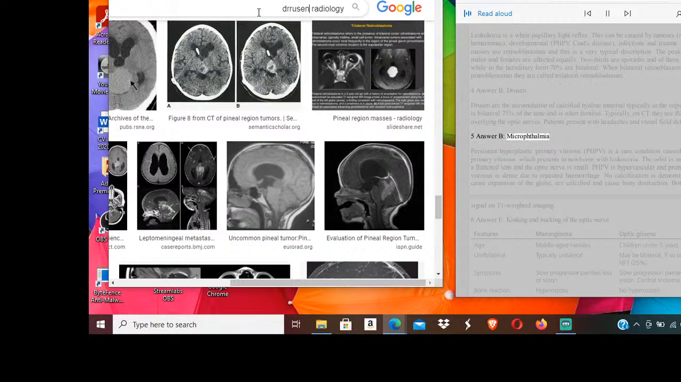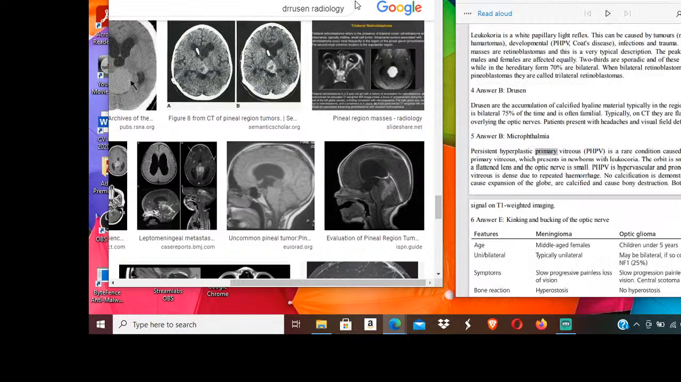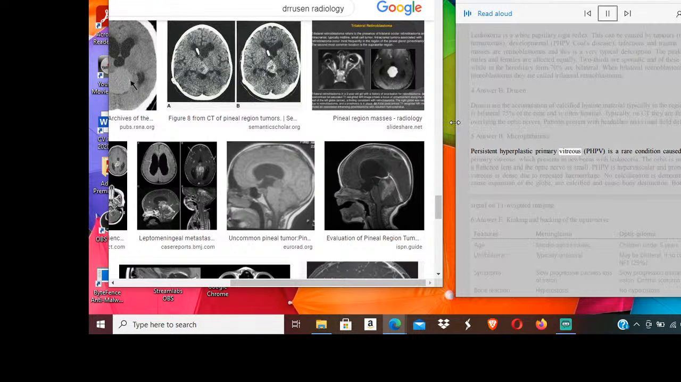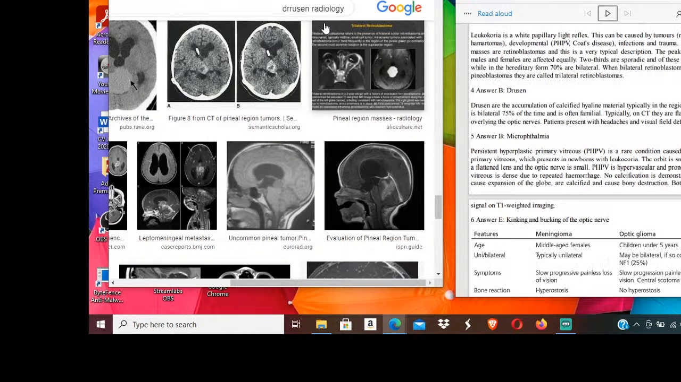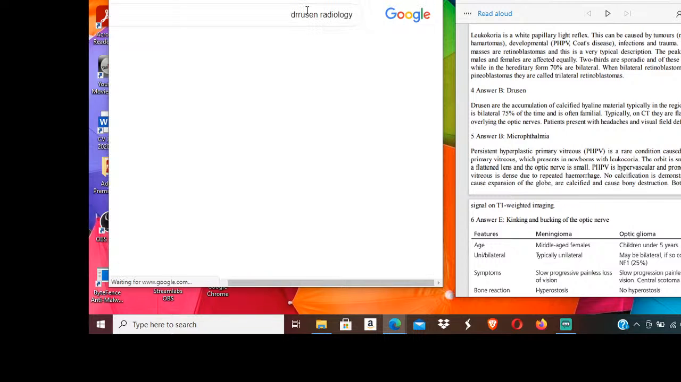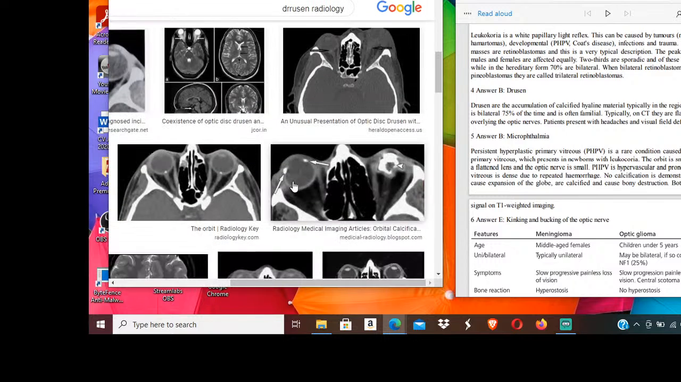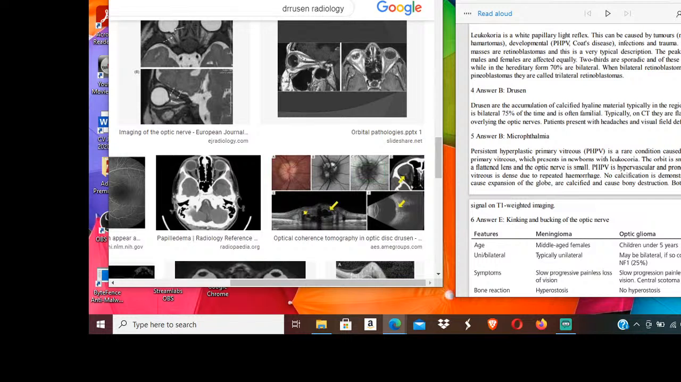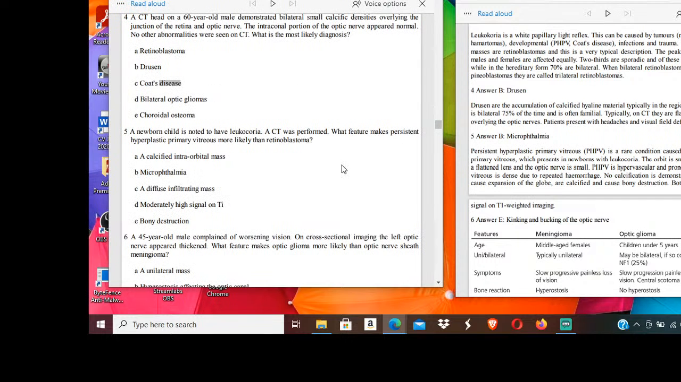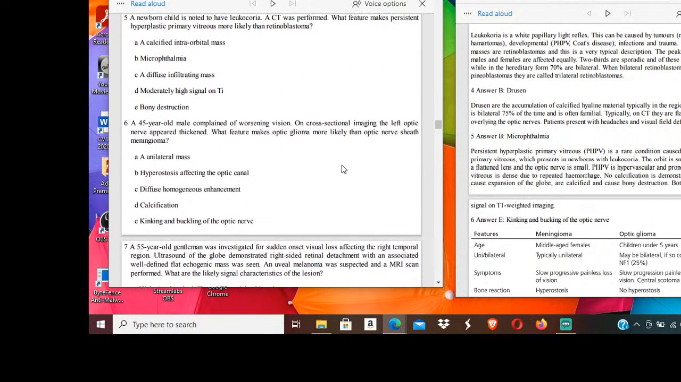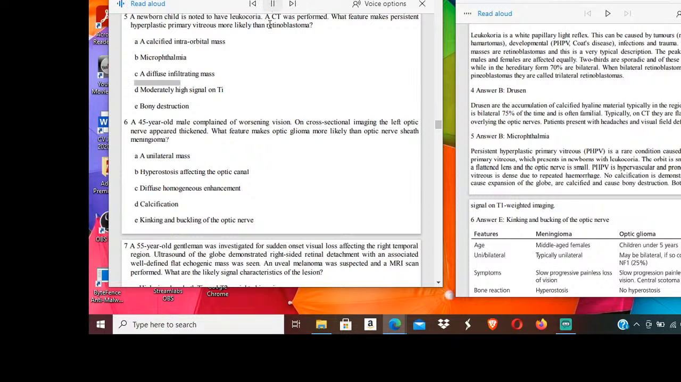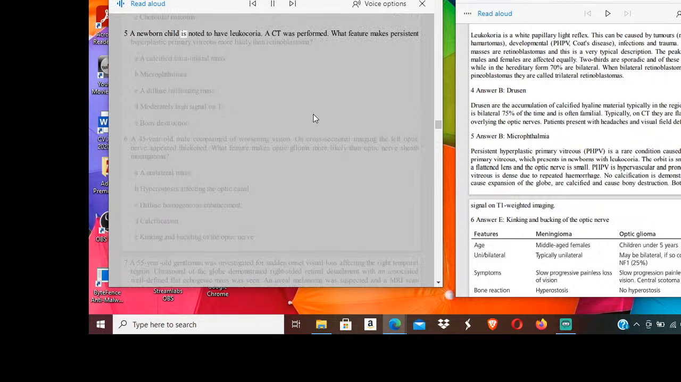5. Answer B, microphthalmia. Persistent hyperplastic primary vitreous, PHPV, is a rare condition caused by persistence of the primary vitreous, which presents in newborns with leukocoria. Choroidal osteoma. 5. A newborn child is noted to have leukocoria.